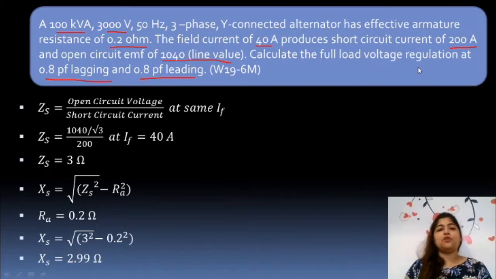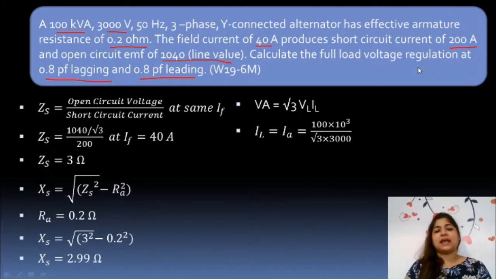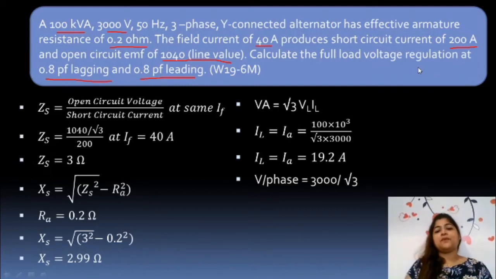So let's calculate full load current from the given kVA, and for that the process will be same. VA is equals to root 3 VL IL. Hence I can calculate the value of IL, line current, that is nothing but armature current, which is 100 into 10 raised to power 3 divided by root 3 into 3000. So line current or armature current comes out to be 19.2 ampere. Yes, you need to find out V per phase because 3000 volt is the line value and you need to find out per phase value to substitute in EMF equation.